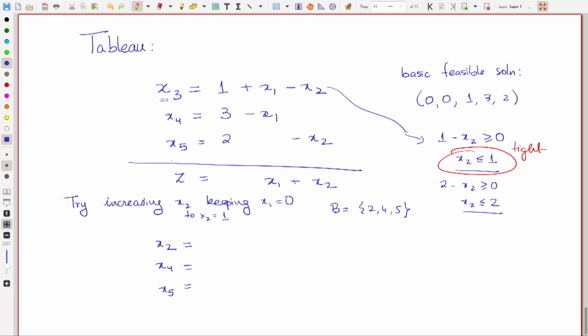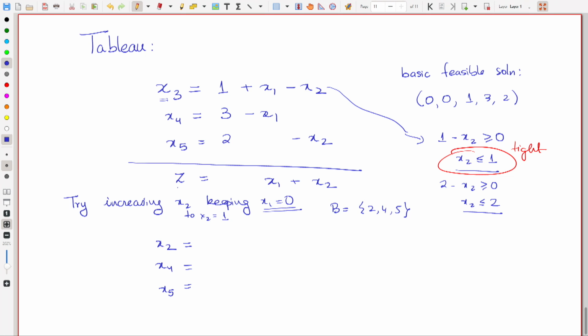3, 4, 5 are basic. So now x2 enters, x3 leaves. x1 is kept 0, I do not change it, so it is still out. So I am changing from 3, 4, 5 to 2, 4, 5. So non-basic variables also can come inside.